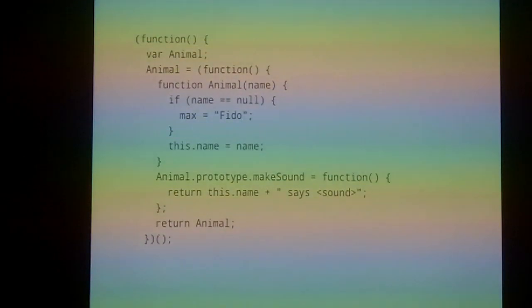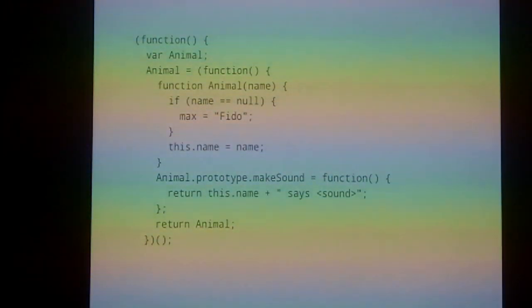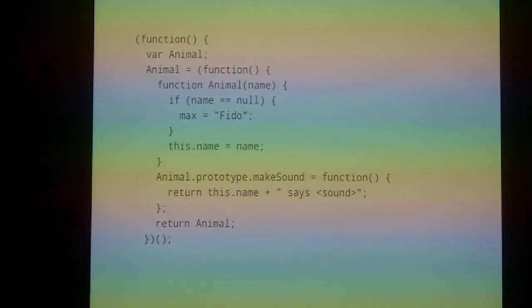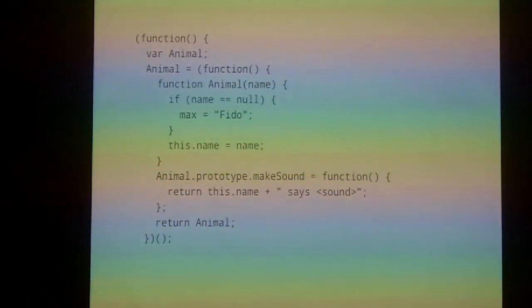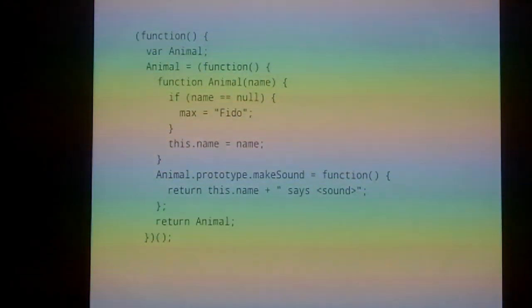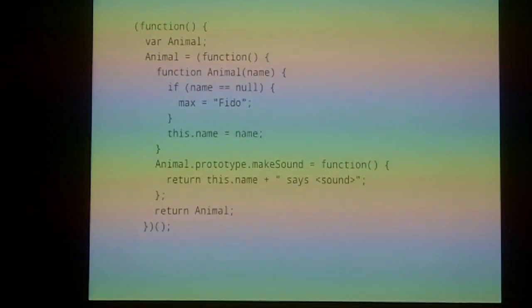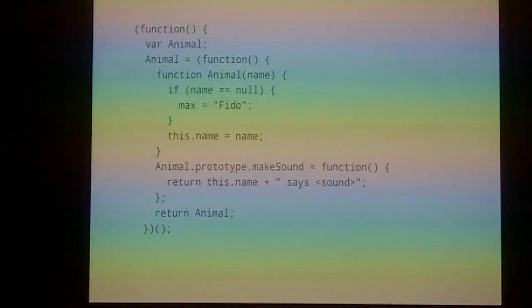Again, I have animal equals a function. The function has a constructor. It checks to see if the value passed in is null. That shouldn't say max equals Fido, it should say name equals Fido. So it's basically a default value. And then I need to add a method onto this animal class. So I say animal.prototype.makeSound is another function.